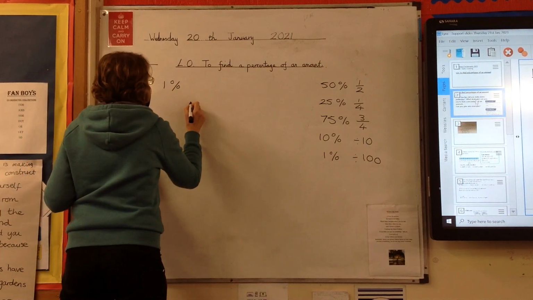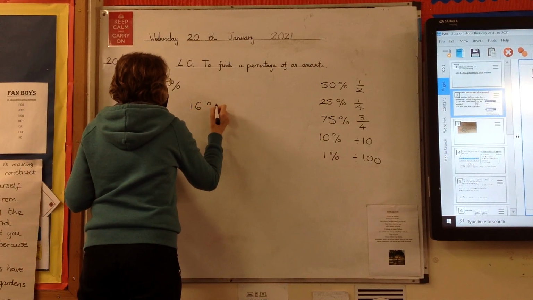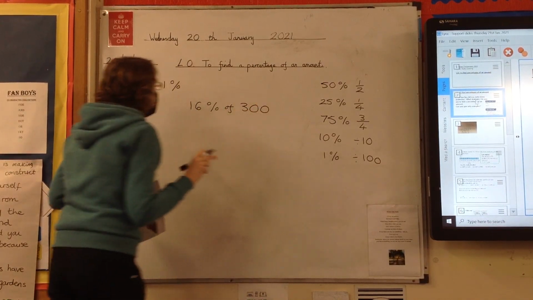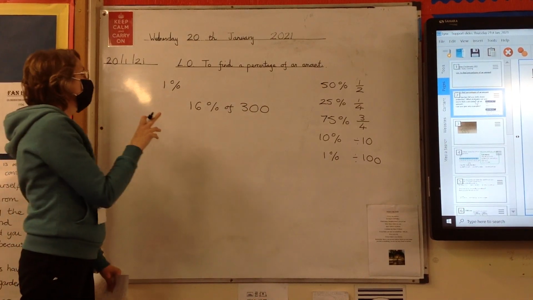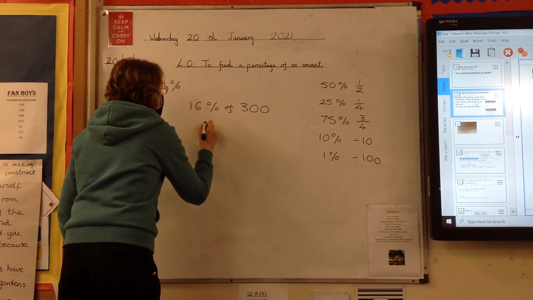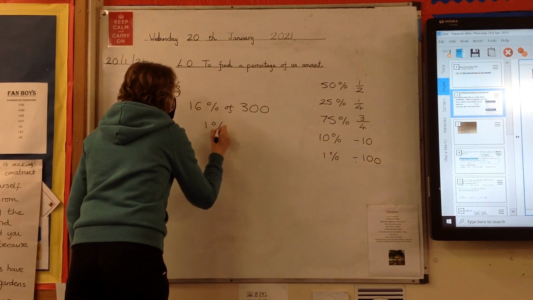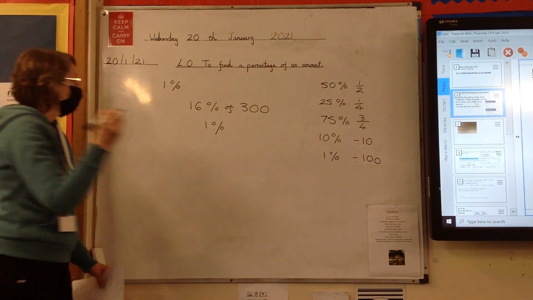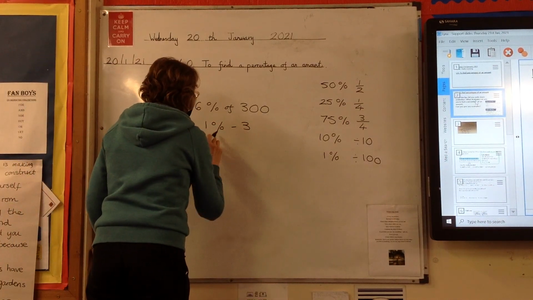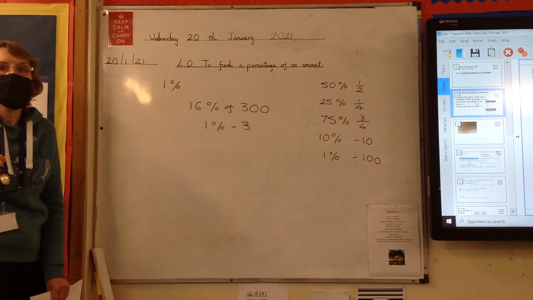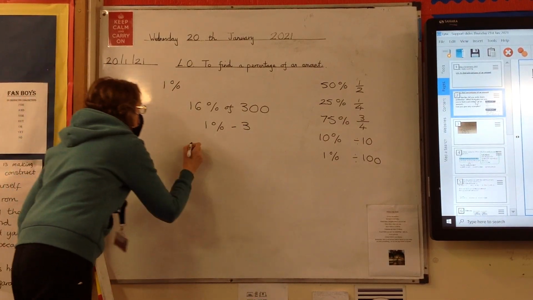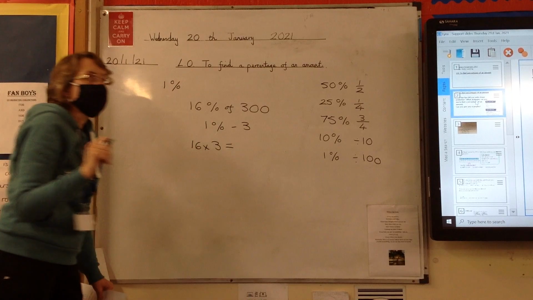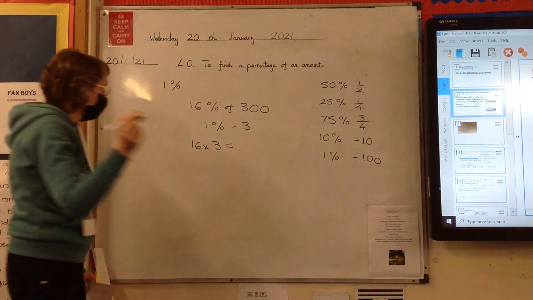If I said to you, can you find me 16% of 300? This isn't the only way to do it, but you could say to yourself, I don't know what 16% of 300 is, but I know what 1% is, because if I divide it by 100, 1% would be 3. So if 1% is 3, we want 16%. That's 16 lots of 3, which of course is 48.